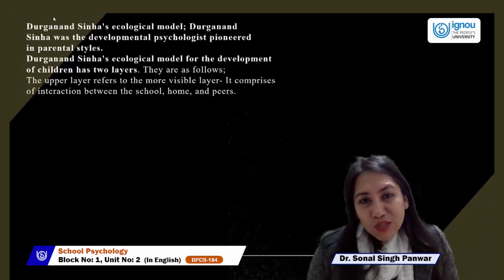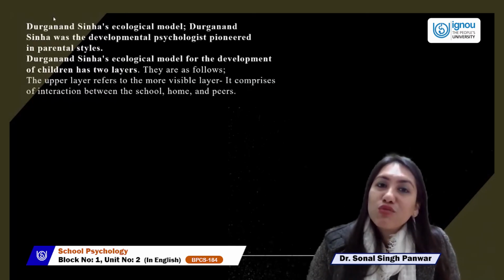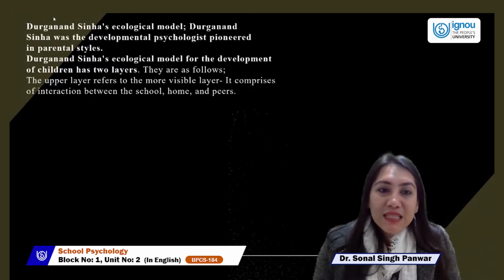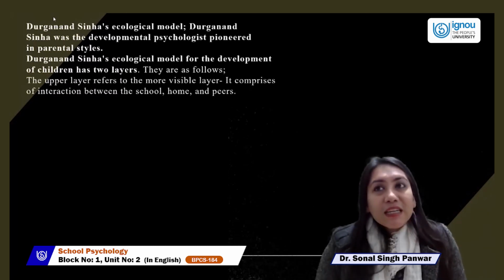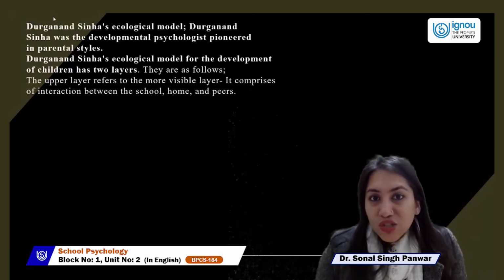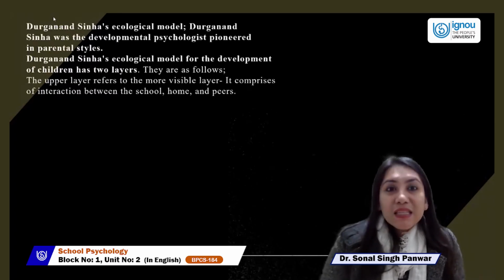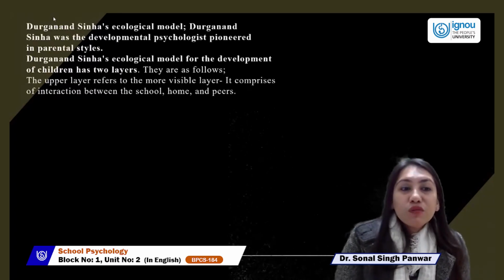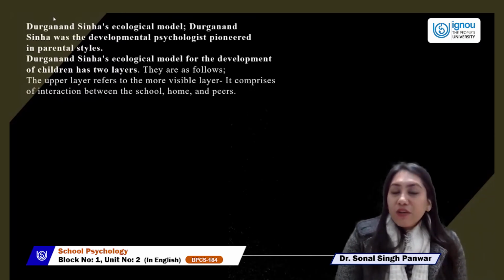The school comprises the kind of school it is. Is it a CBSE school? Is it a government school? Is it a two-tiered school? How famous is the school? The kind of facilities the school provides, the kind of faculty, learning, fee, everything in the school. The social interaction of the child, the curricular and co-curricular activity that the school provides. So that's the administration, the management, everything of the school, which is in the upper and the more visible layer.